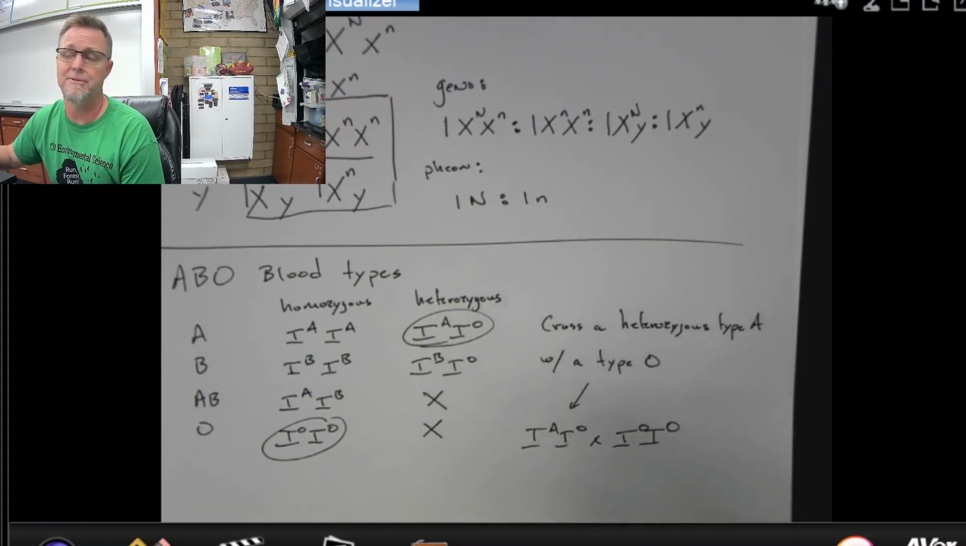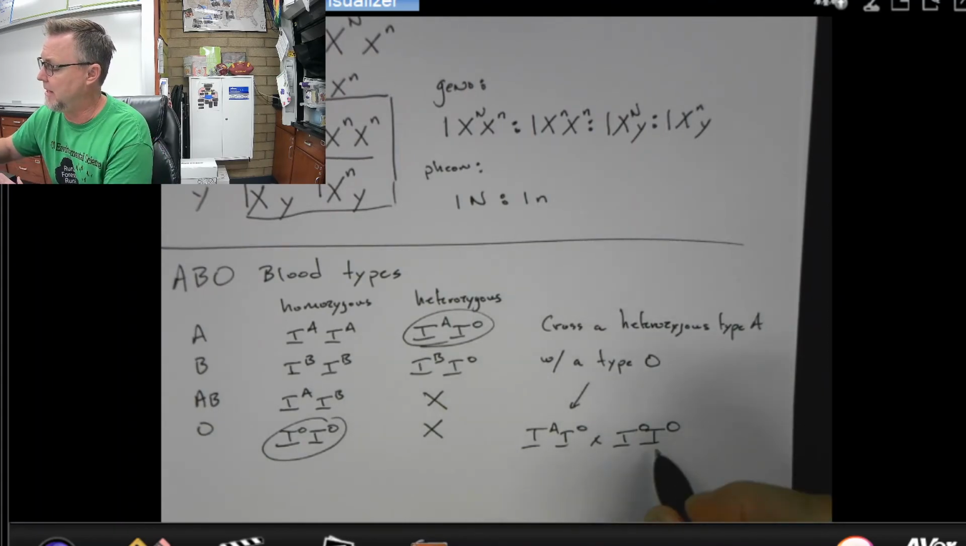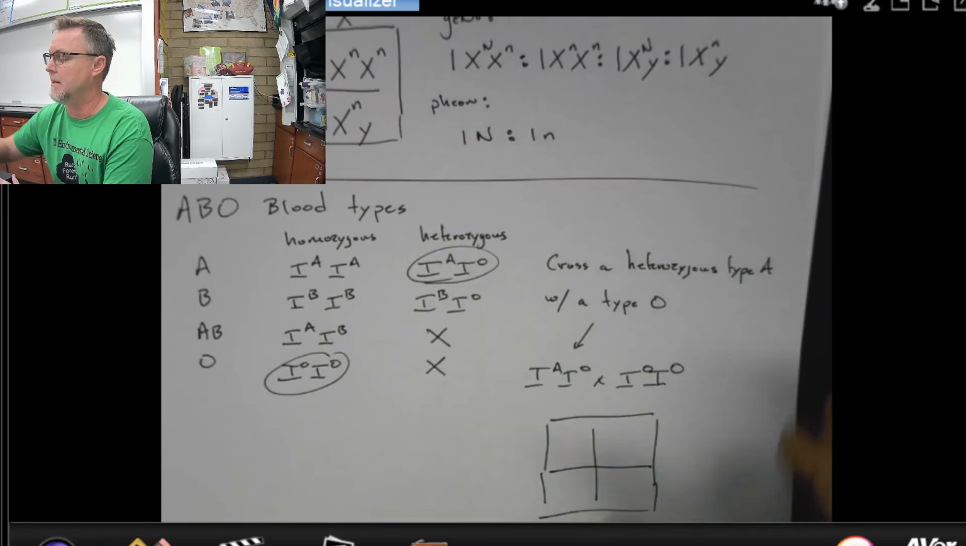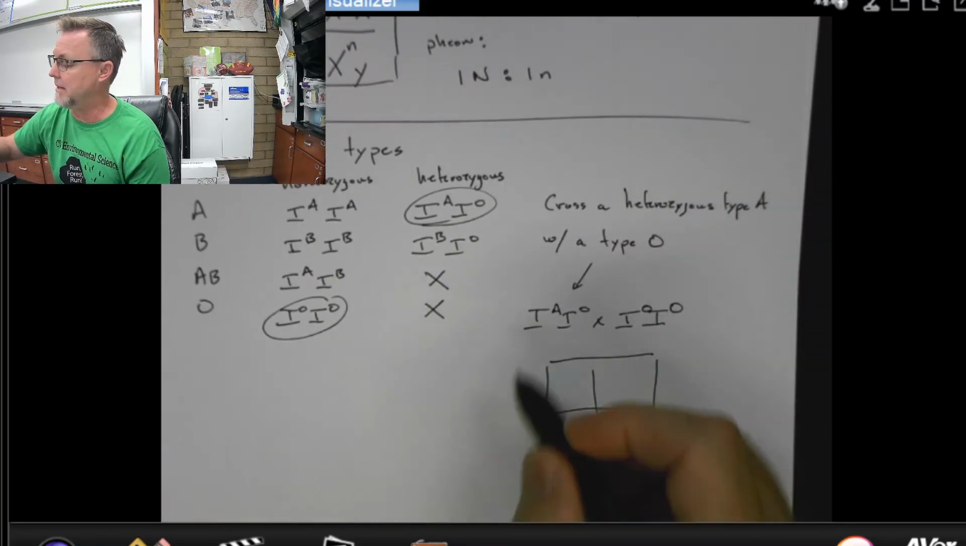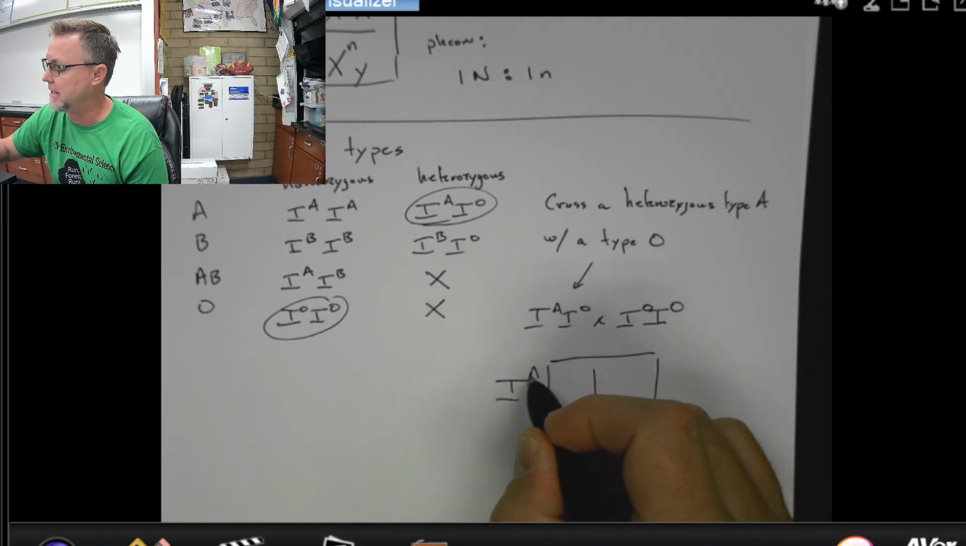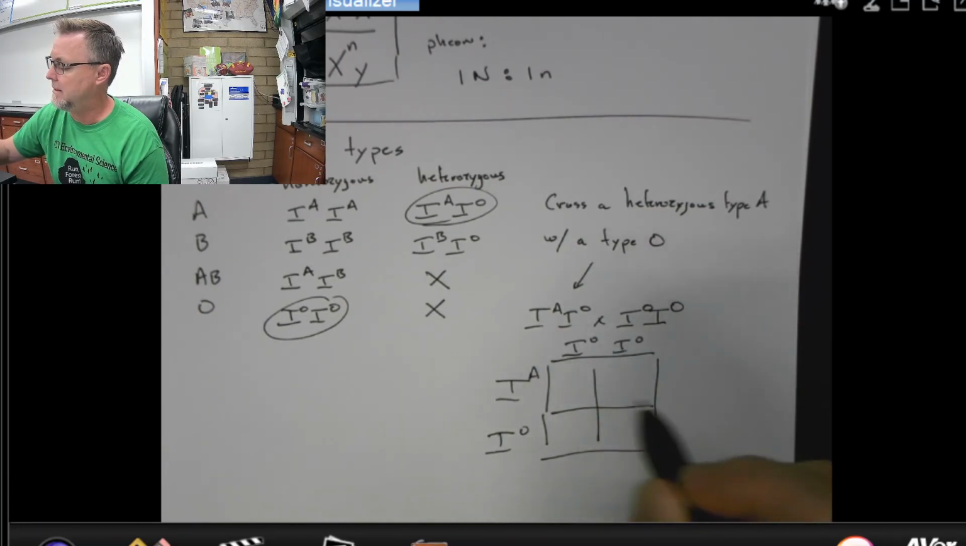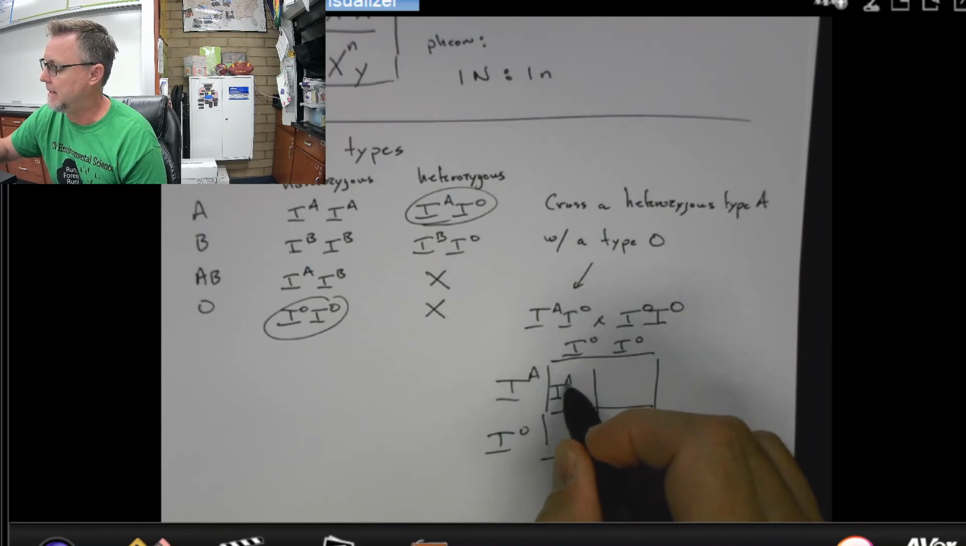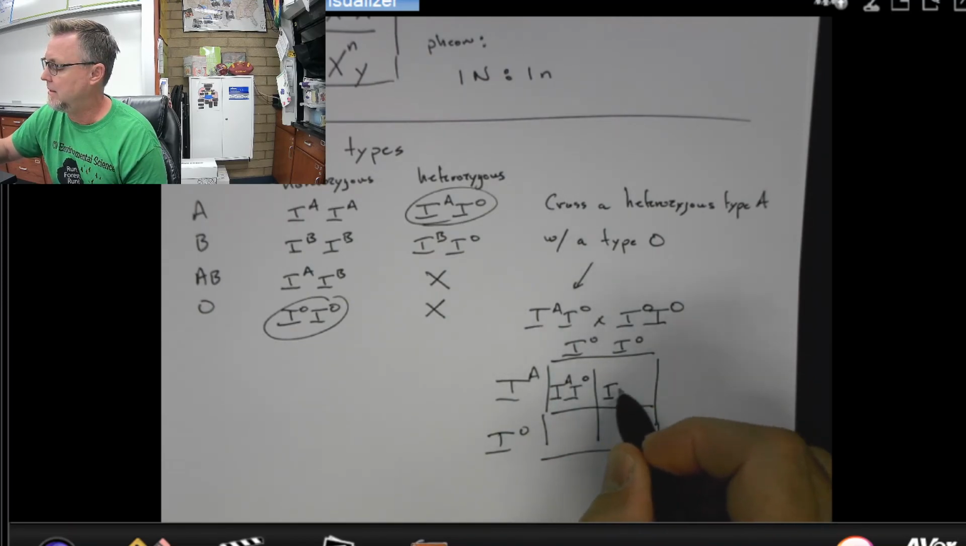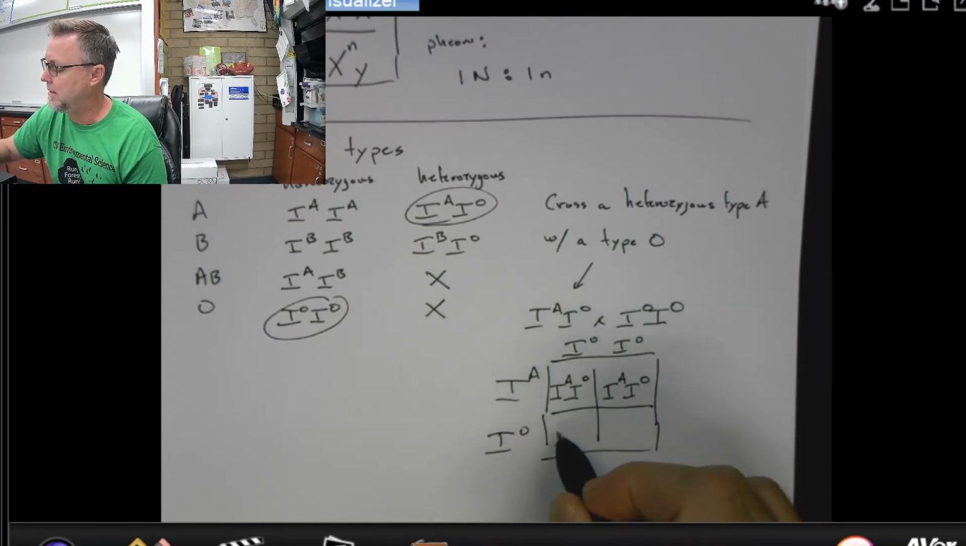So it's off to work I go. So then I do this Punnett square. I'll move this up because I bet you can't see this. All right, so I'll do my Punnett square, parents on the sides and top, just like we always do. And we fill them in: IA, IO, IA, IO, and then IO, IO, IO, IO.